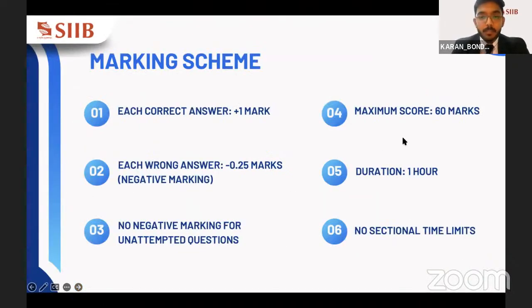Okay. So the complete duration of the exam is 60 minutes, 1 hour, and the maximum marks that you can gain is 60 marks. Each correct answer will give you +1, and each wrong answer will cut 0.25 marks. That is, you have a negative marking. And obviously, if you have some questions unattempted, you won't be losing any marks. And there are no sectional time limits. It is a continuous paper of 60 minutes, and the questions will be distributed sequentially. Yeah, go ahead, Ramya.